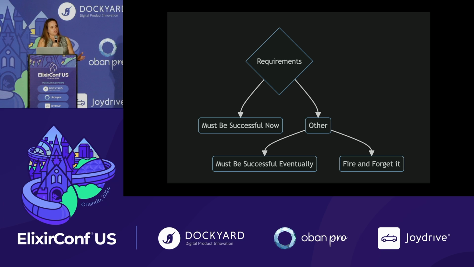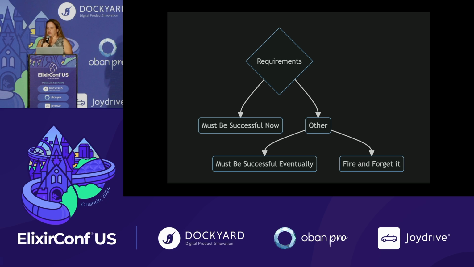When we have a request or some bit of work that needs to be done, some unit of work, a lot of times we'll have requirements, and requirements fall into one of two buckets. Things that have to be successful now versus other. And other tends to fall into two other buckets. Must be successful eventually, or you can fire and forget it. Fire and forget would be things like metrics or logging, where those systems are so stable that you have confidence they're going to succeed, and you're not going to handle errors. You're not even going to assume errors happen. We just log the errors and we're done.